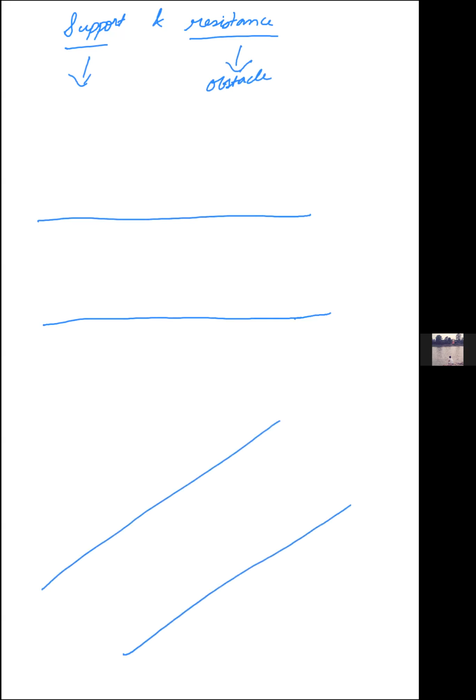Till then I'll plot you a graph. So support is somewhat acting like a helper for you. Support and resistance can be drawn in horizontal as well as diagonal lines. These are called trend lines.